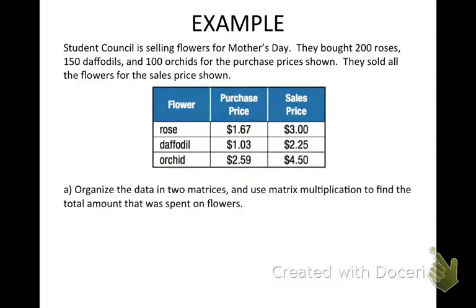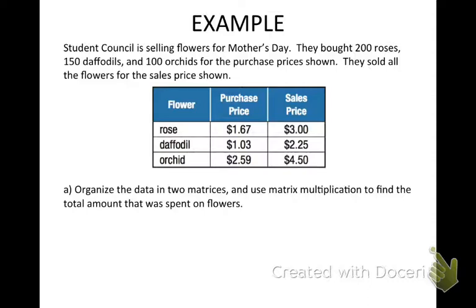So let's go ahead and I would just copy down this table. So here we have student council is selling flowers for Mother's Day. That's nice of them. They bought 200 roses, 150 daffodils, 100 orchids. And the purchase prices are shown. And then they sold the flowers for the sales price shown. So we need to organize the data into 2 matrices, use matrix multiplication to find the total amount that they spent on the flowers.